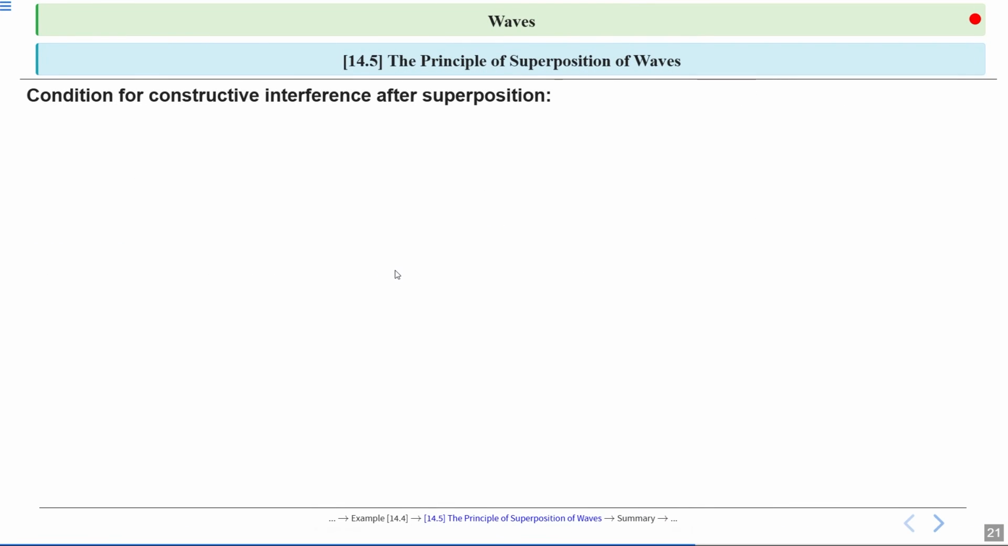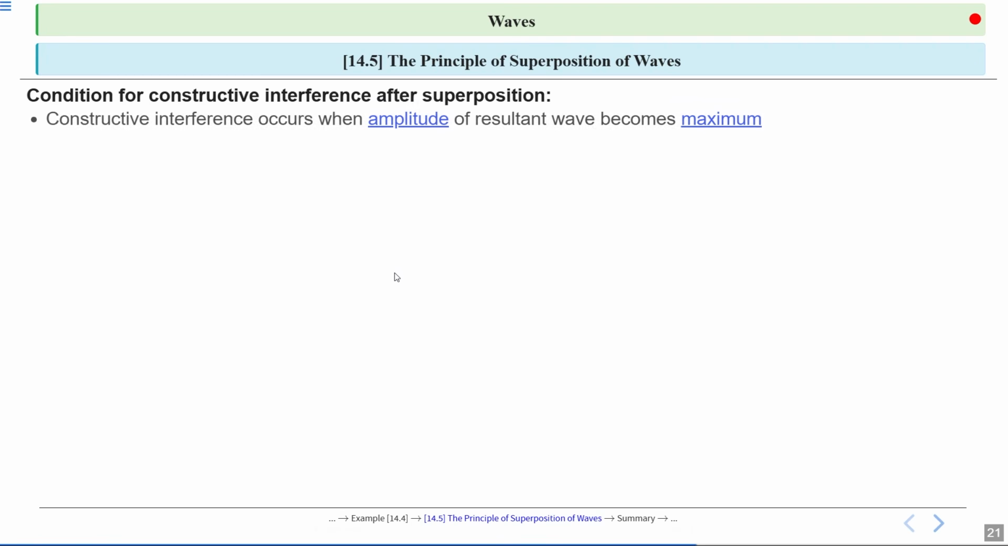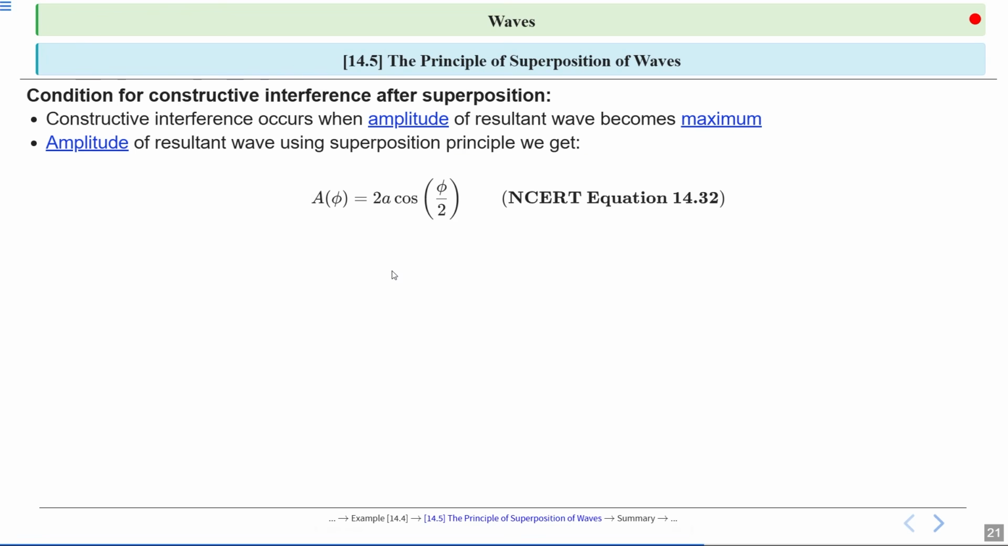Now let's look at the condition for constructive interference when two waves overlap. Constructive interference happens when the amplitude, which is the height of the wave, becomes as large as possible. In other words, the waves add up to make a maximum effect. So, according to the superposition principle, the amplitude of the combined wave is given by A of phi is equal to 2a cos(phi by 2). Alright. The cosine function tells us how the phase difference affects the total amplitude.